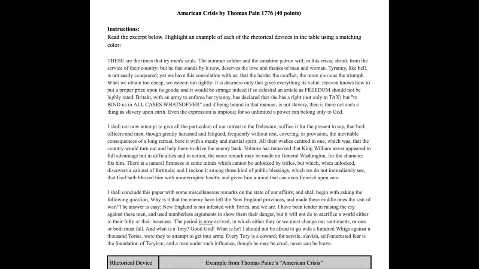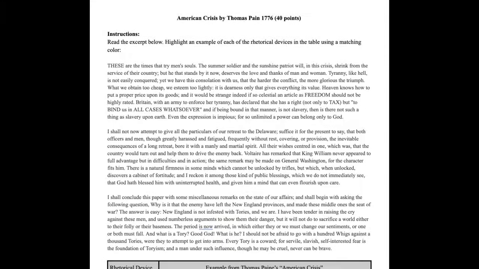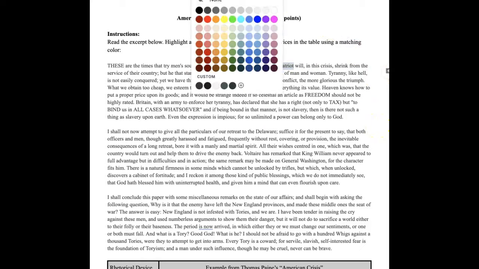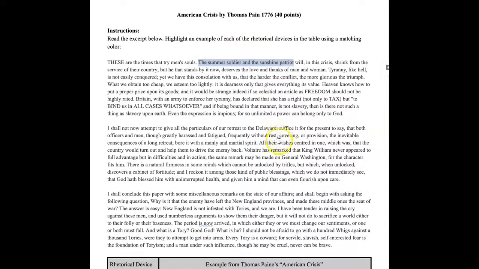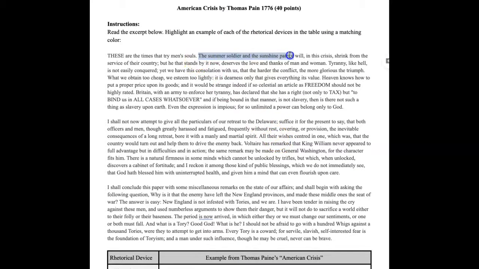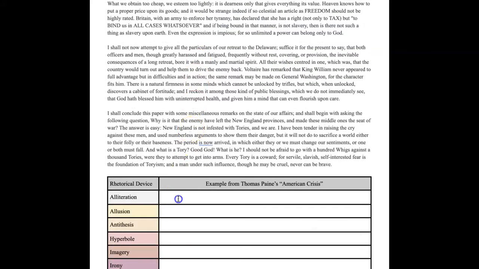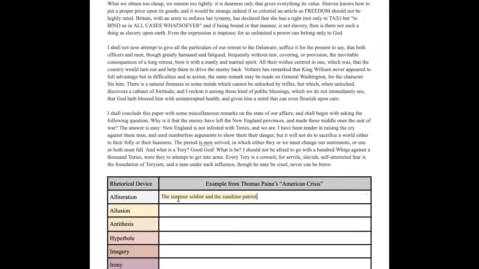So if we look at the first sentence here, it says, "These are the times that try men's souls, the summer soldier and the sunshine patriot." And this was one that we identified as being very alliterative. So we highlighted that. And then we copied it and pasted it here as an example of alliteration.